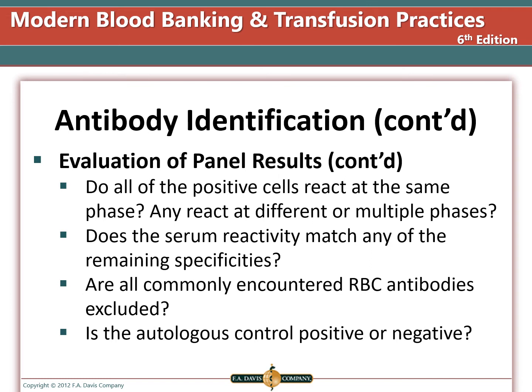When reviewing your results, ask, do all of the positive cells react at the same phase of testing? If reactivity occurs at immediate spin for some cells and AHG for other cells, you would suspect a cold reacting antibody and a warm reacting antibody. Next, does the reactivity match any of the remaining specificities that have not been ruled out? Have all commonly encountered antibodies been excluded? Is there an auto control that is positive or negative?